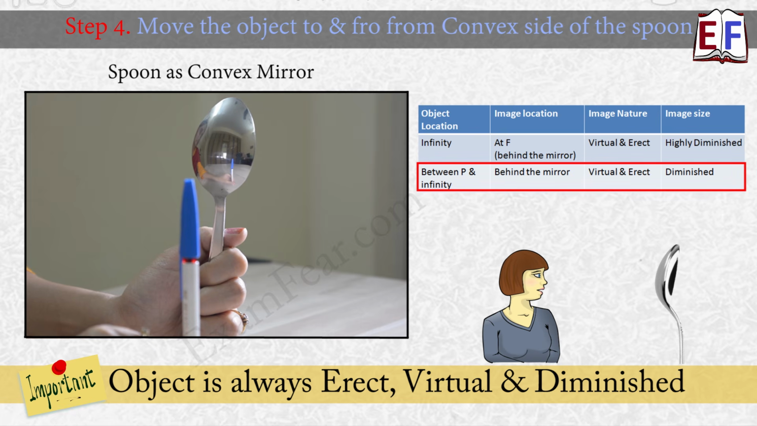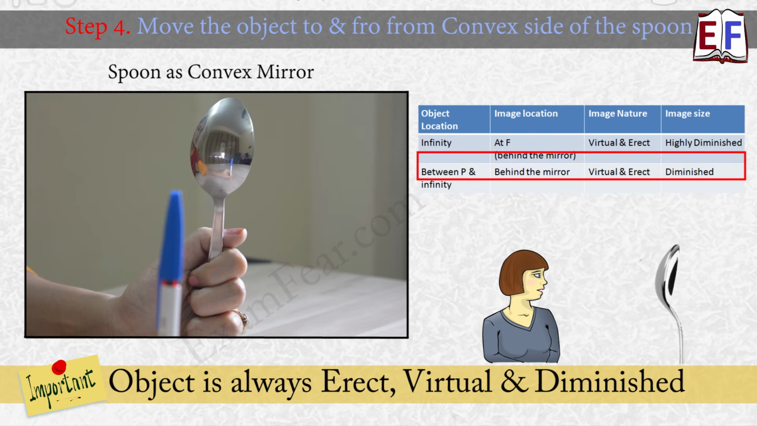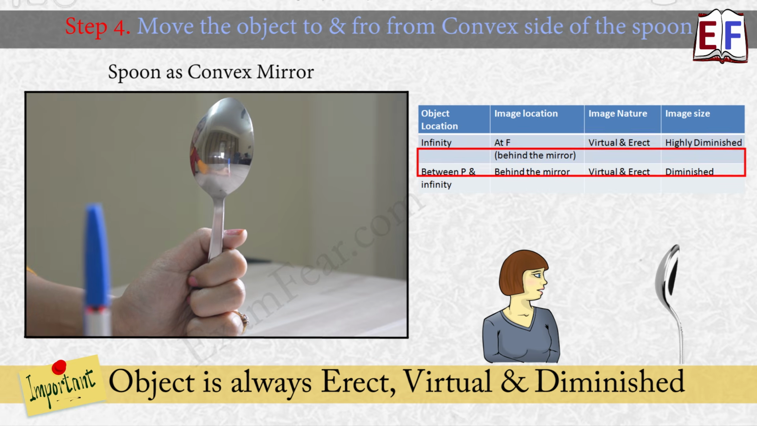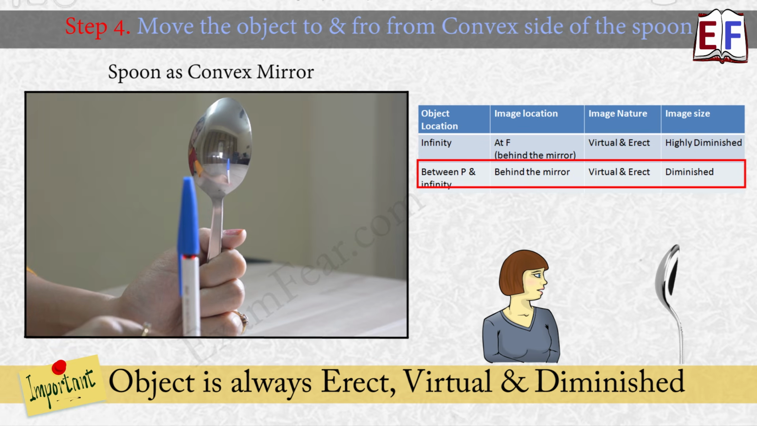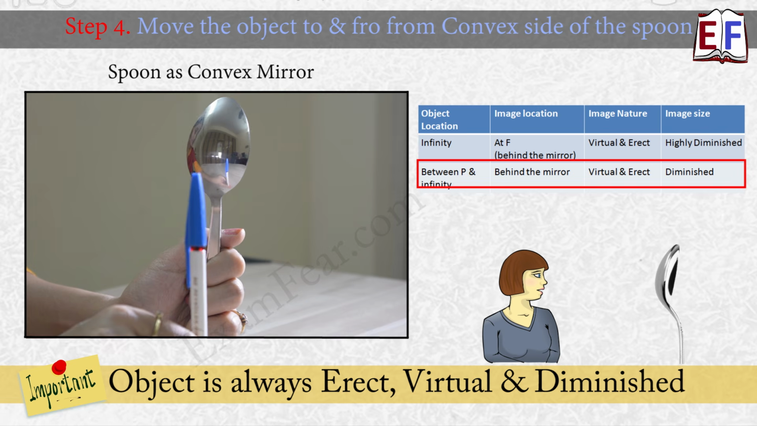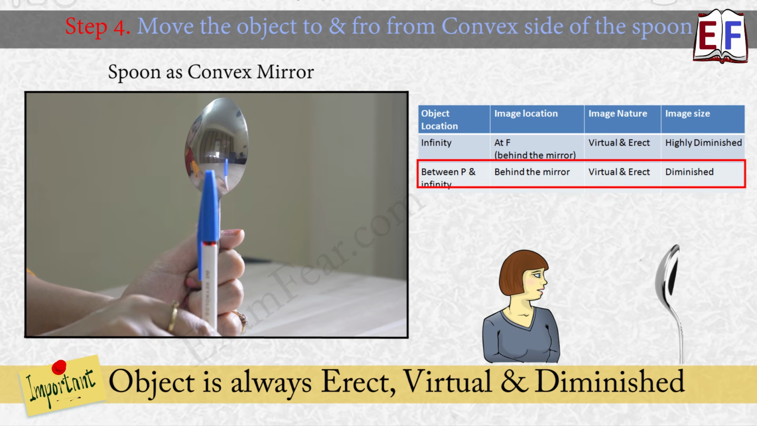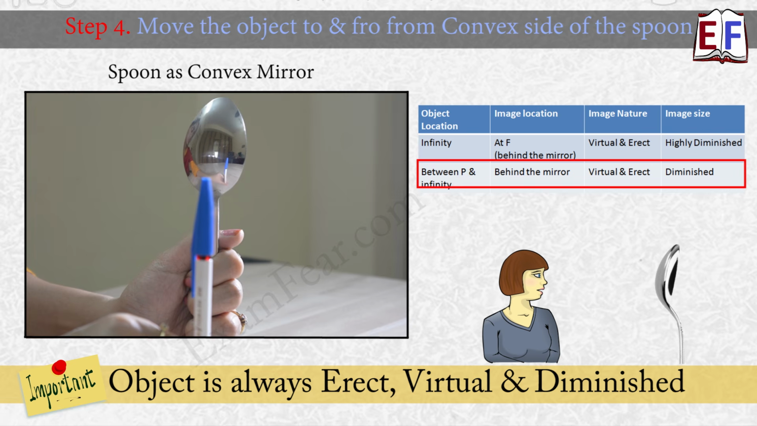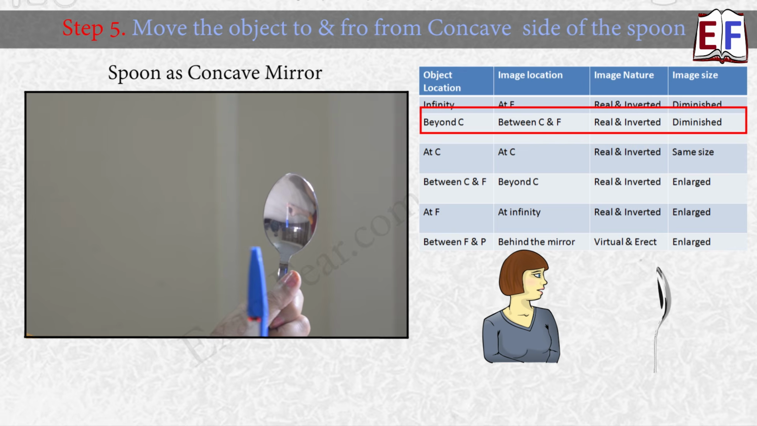Now when you look at the convex surface of the spoon, what do you see? You see that a diminished, erect image of the pen is being formed. Now as you move the pen, as you take the object away from the mirror or bring the object towards the mirror, every time the image that is formed is erect, virtual and diminished. So the size of the image at all positions is smaller than the size of the object. That is what we had learnt through ray diagrams also, that in a convex mirror, the image formed is always virtual, erect and diminished.